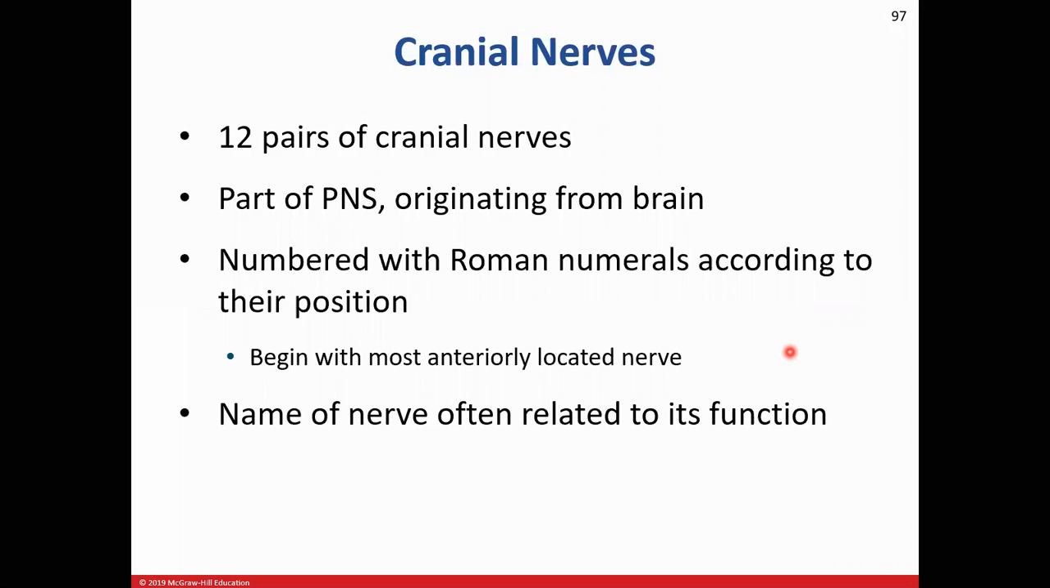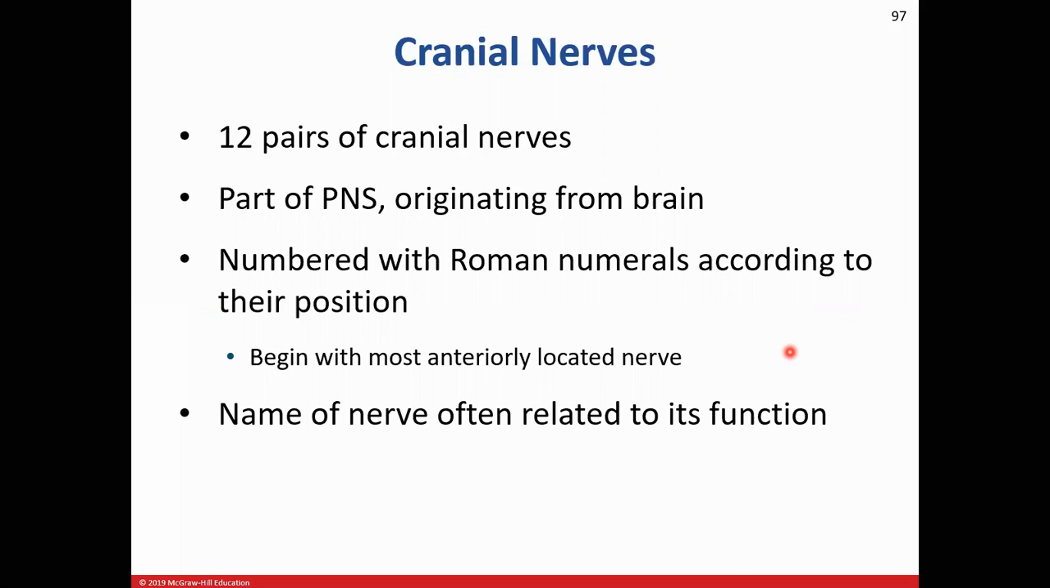So now we'll get into our cranial nerves. With cranial nerves, understand that the nuclei of the majority of our cranial nerves are going to be found within our brain tissue, whether it's in the brain or associated more with the brain stem. But understand that the cranial nerves themselves are actually a part of the PNS.